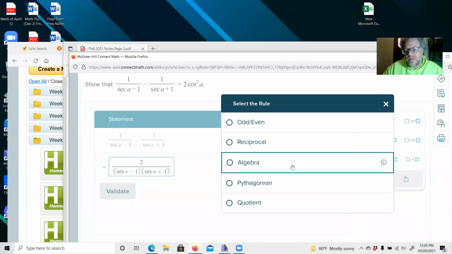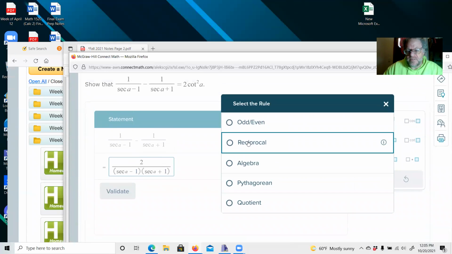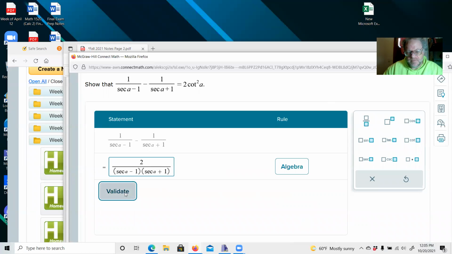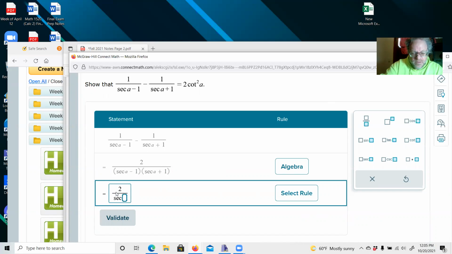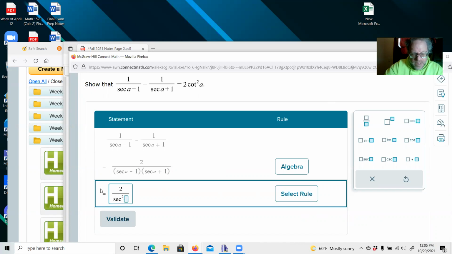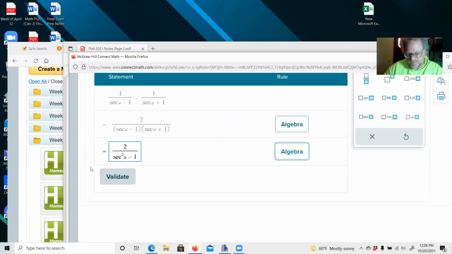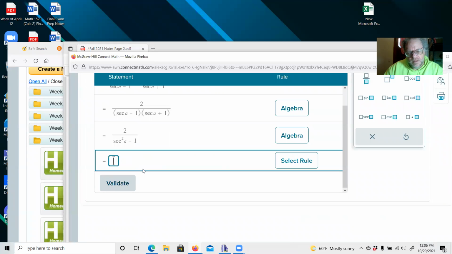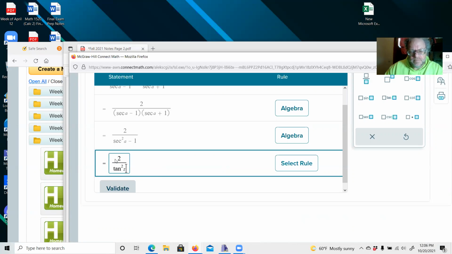You have to remember that they're only going to want you to do one row at a time. So I think we could say this is going to be algebra. So this is going to be 2 over secant squared alpha minus 1. And again, I think our rule here is going to be algebra because we just multiplied that together. And then we're going to have 2 over tangent squared alpha.